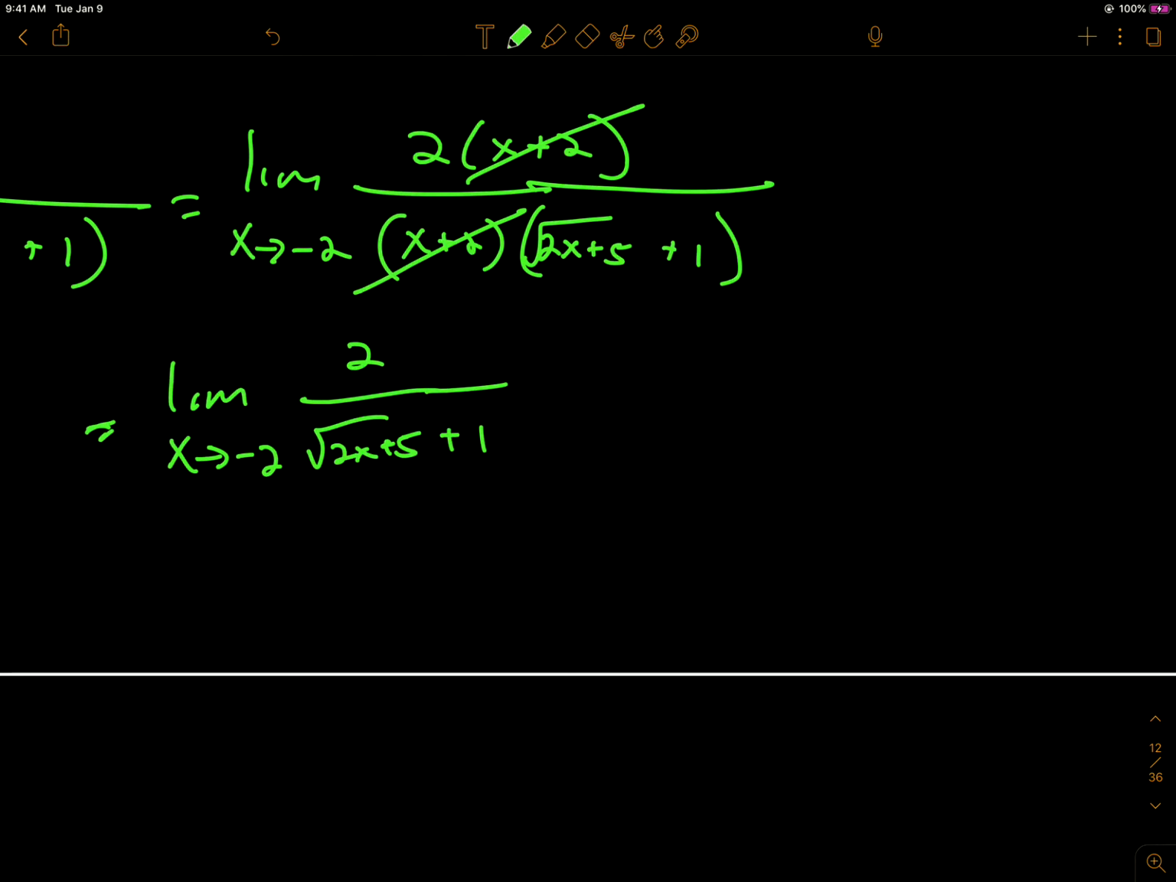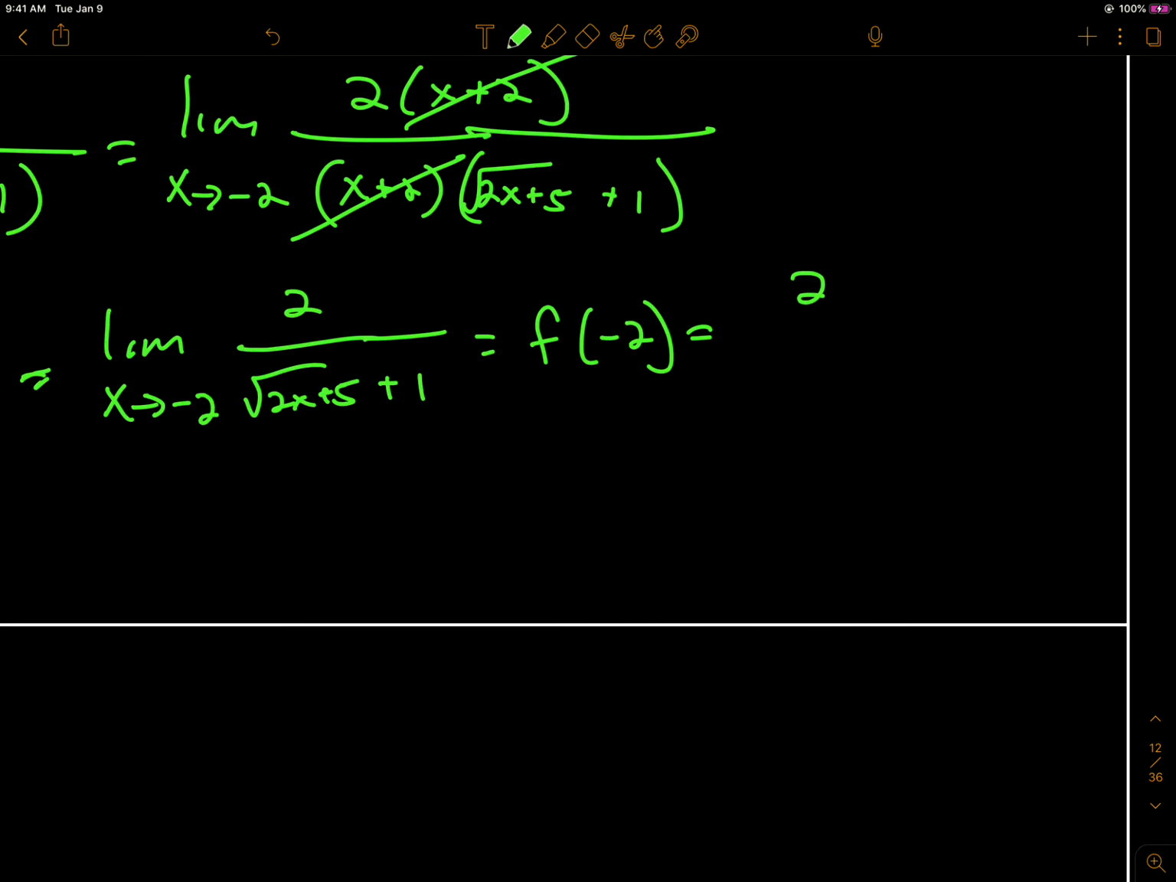Now I've got my agreeable function. I just canceled the problem. I fixed the problem. I filled the hole. So now I can do direct substitution because this function is now continuous. So I've got 2 over, if I plug in a negative 2, what is that going to be? 1. So then the square root of 1, 1 plus 1. So I'm getting 2 over 2. I'm getting 1 for a final answer.